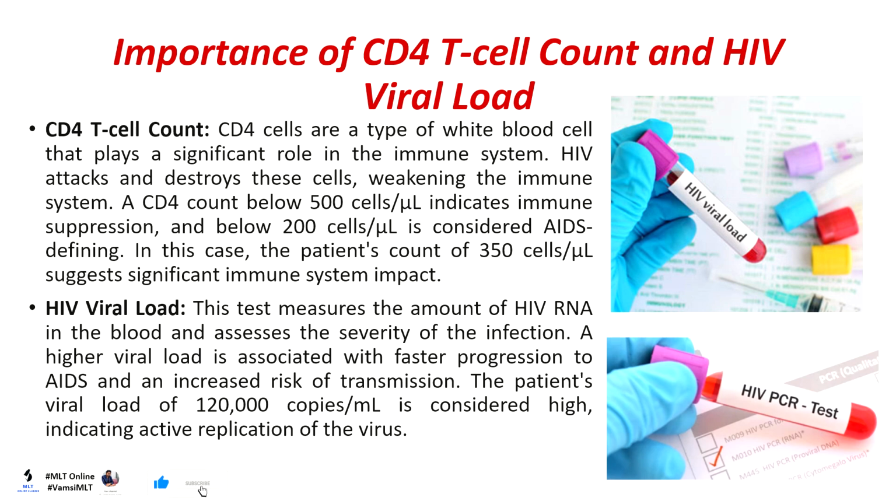HIV viral load. This test measures the amount of HIV RNA in the blood and assesses the severity of the infection. A higher viral load is associated with faster progression to AIDS and an increased risk of transmission. The patient's viral load of 120,000 copies/mL is considered high, indicating active replication of the virus.